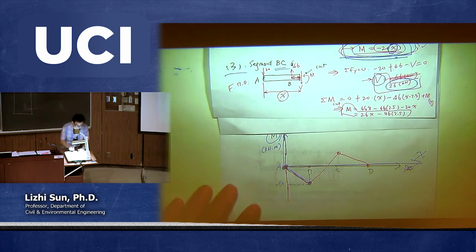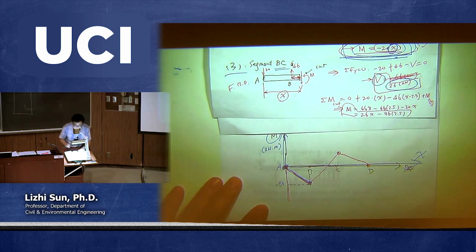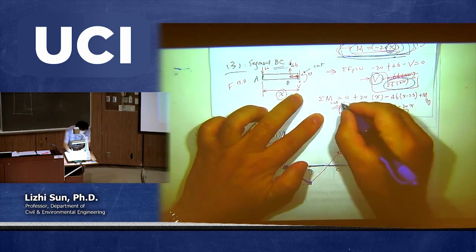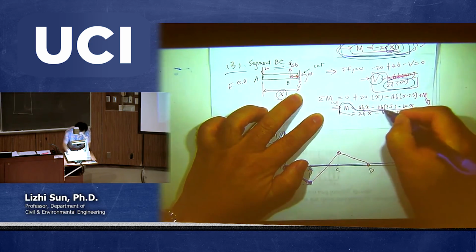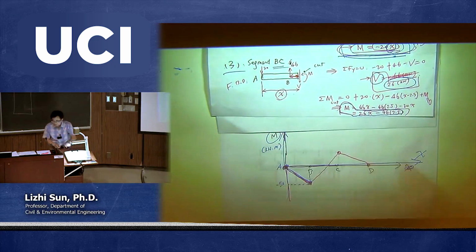Okay, so we're done with the first one. Now let's move to the second segment. That means BC part. What is the moment in BC part? You come back to look at step number 3. Step number 3, we finally end up with this. Okay, so if you look at this one, it's again a linear function.